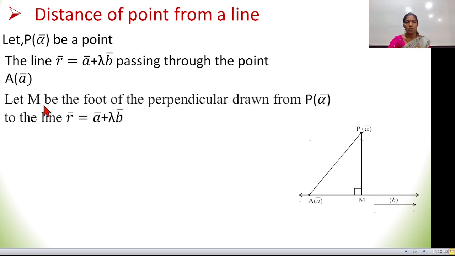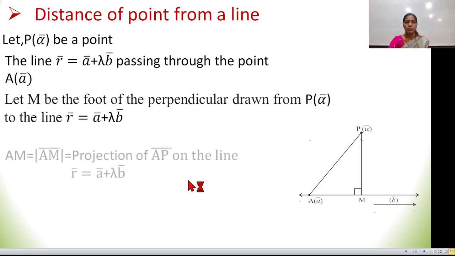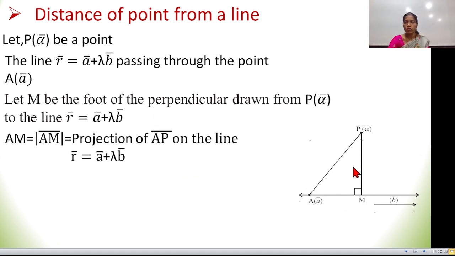Let M be the foot of perpendicular drawn from point P to the line L, which is r bar equals a bar plus lambda b bar. Here, this is our foot of perpendicular M, drawn from point P to the line L. Now, using this figure, first we have to find the length AM. Here we have to find the perpendicular distance, and for this we use AP bar.